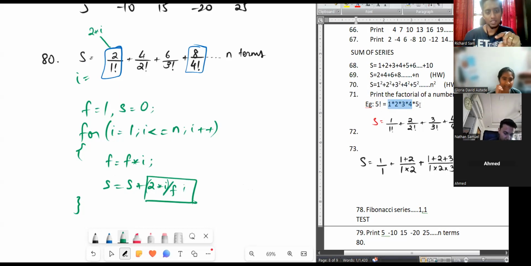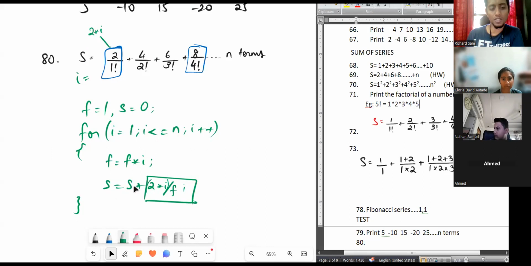Anna, can you please explain this 80th one again? 80th question, question number 80. Yes. So the denominator is I's value: 1, 2, 3, 4. Okay, so our for loop is going from 1 to n, and we're using the denominator's values as I. Now, what is the numerator in relationship to the denominator? Numerator is 2 into I. Right, it's double of the I values.